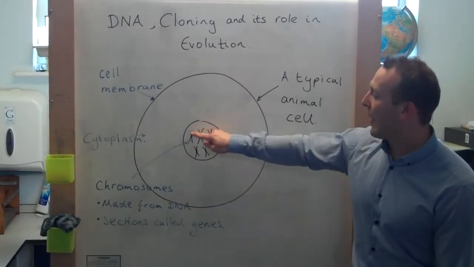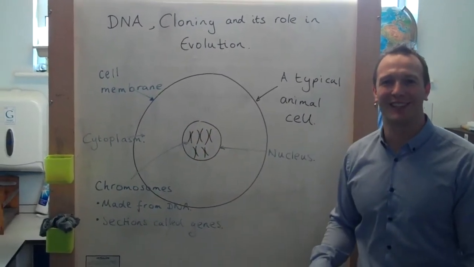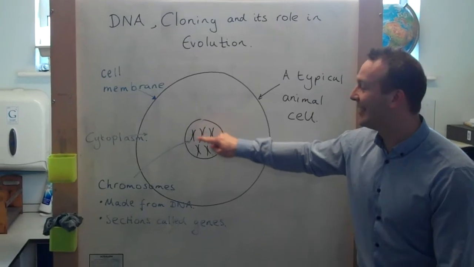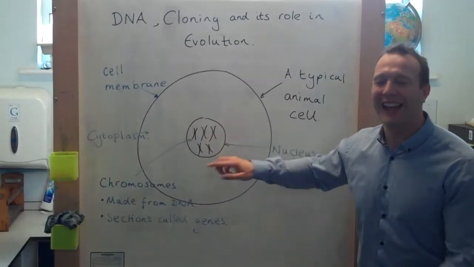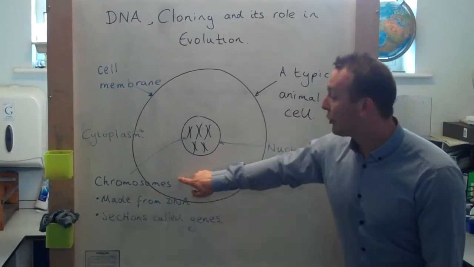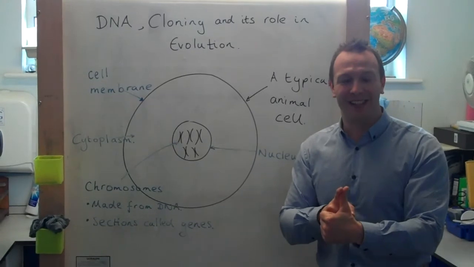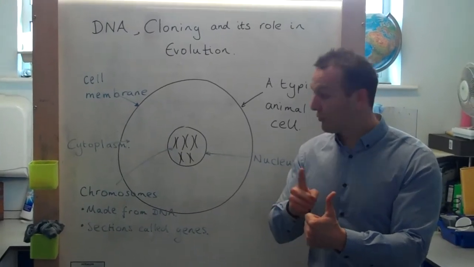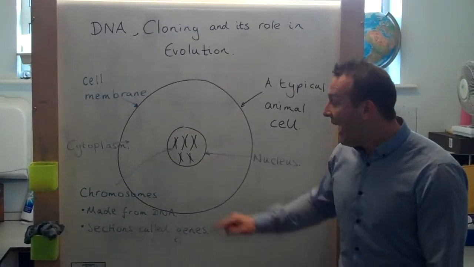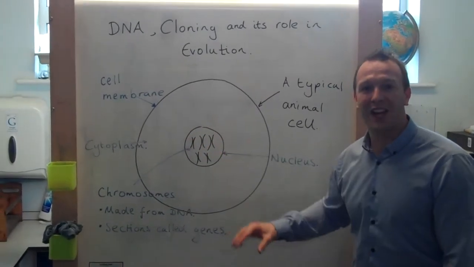Inside it's got 23 pairs of chromosomes. 23 times 2 is 46, so you've got 46 chromosomes in every cell apart from gametes in a human. The chromosomes are made from a substance called DNA. That's what the substance is called. So chromosomes are made from DNA. And each chromosome's got little sections, and they are called genes.